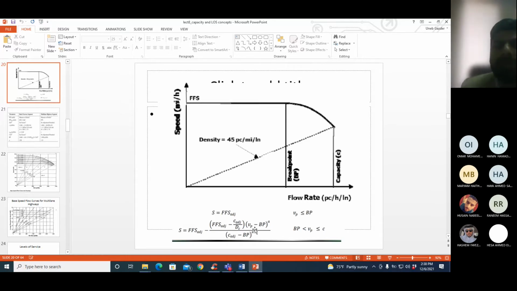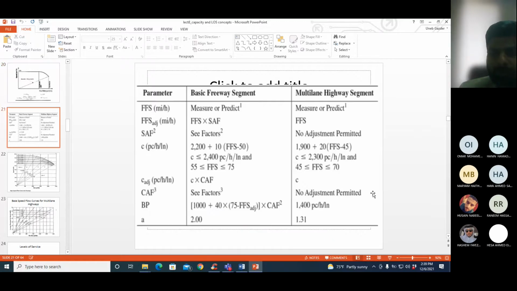For multi-lane highways, we never do the adjustments. So FFS adjusted is the FFS you got. That's it for multi-lane highways. But in this equation you can see that I need capacity as well. For multi-lane highways, the capacity equals this. This is the equation for capacity.